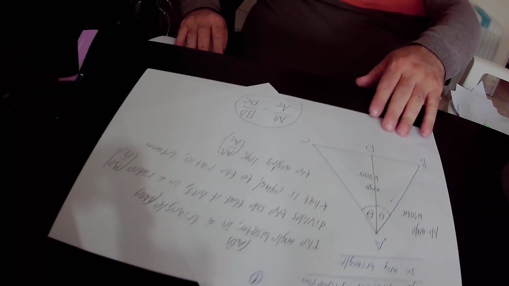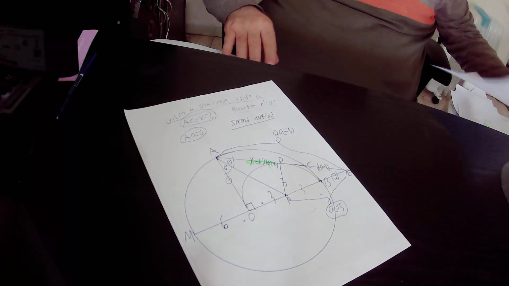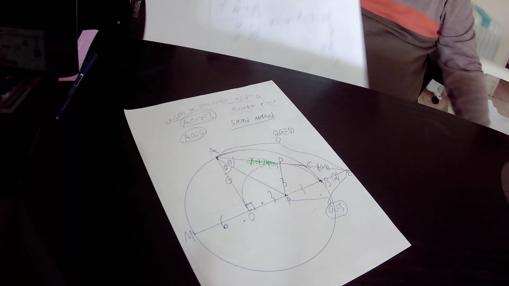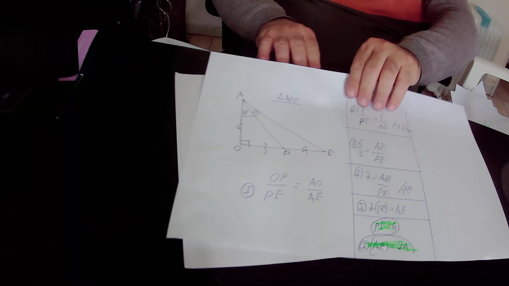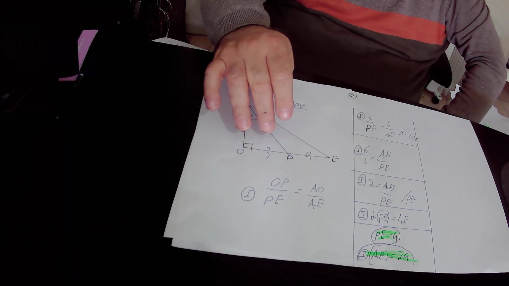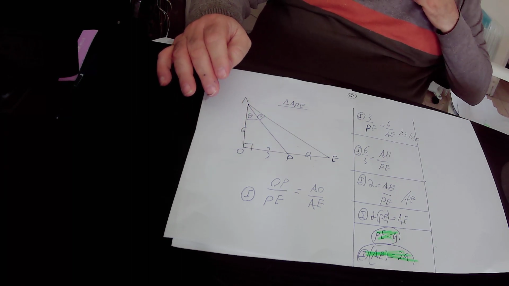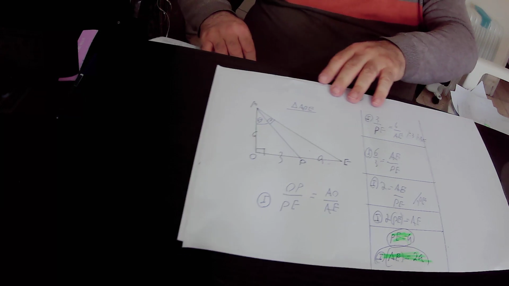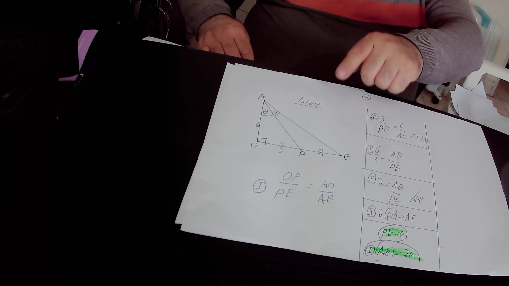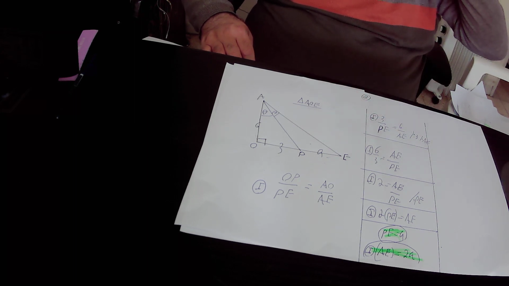Okay, so then we implemented the angle bisector theorem in the right triangle AOE. In the right triangle AOE, OP is the radius of the semicircle, that is 3 units. Here, we have PE equals a, according to what is given in the question.